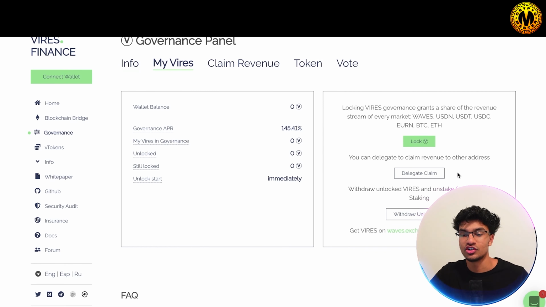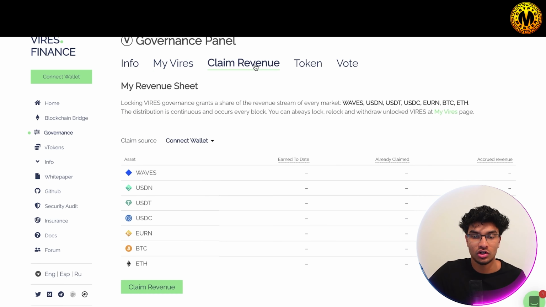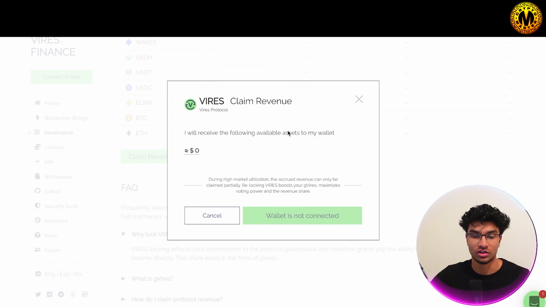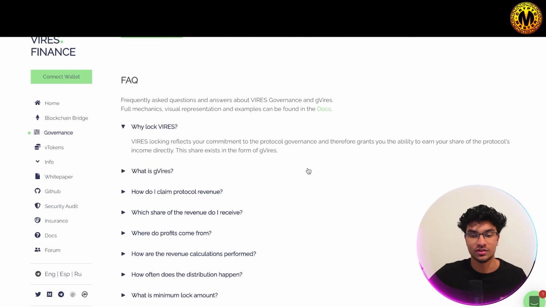And then here's some more information about locking the Vires on the governance grants as well over here. And then you can also claim your revenue. So the revenue sheet: locking Vires governance grants a share of the revenue stream of every market, and that's all their assets listed. The distribution is continuous and occurs every block. You can always lock, relock, and withdraw unlocked Vires at my Vires page, and you can claim your revenue right here and go through the process of connecting your wallet.